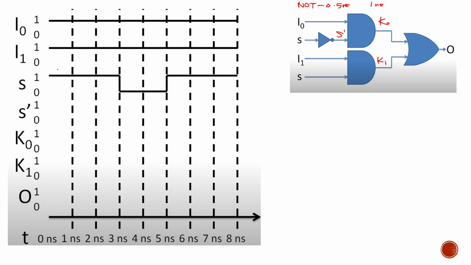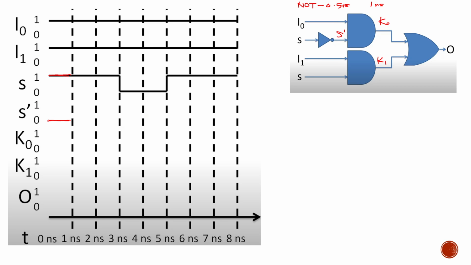S bar depends on the value of S. What's the value of S in the beginning? It's 1, and what an inverter does is invert that into a 0. That is how you would normally draw this diagram: 1, and over here it becomes 0. But that is not considering the propagation delay. So if you consider propagation delay, what's going to happen?